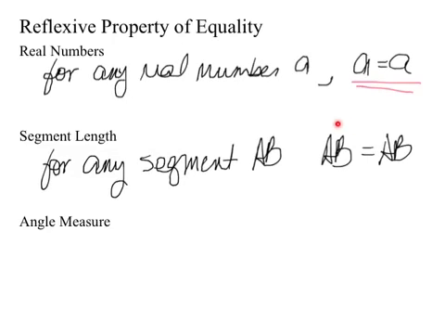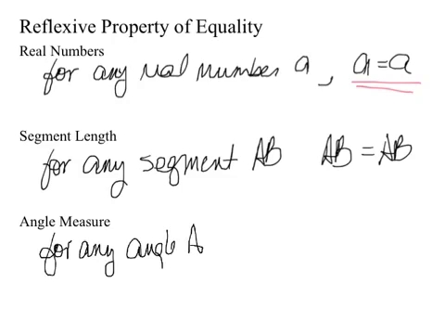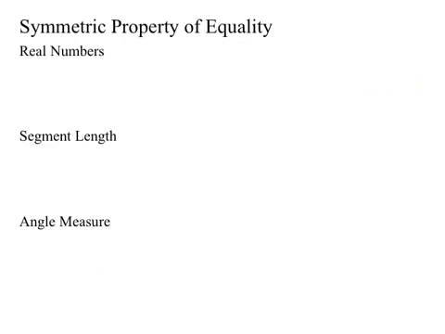When we name a segment, we put a little line over the top. When we talk about the length of the segment, there is no line over the top. That's a review from chapter 1. Angle measure. For any angle, let's actually write that out. For any angle A, the measure of angle A equals the measure of angle A. Nothing too earth-shattering there.